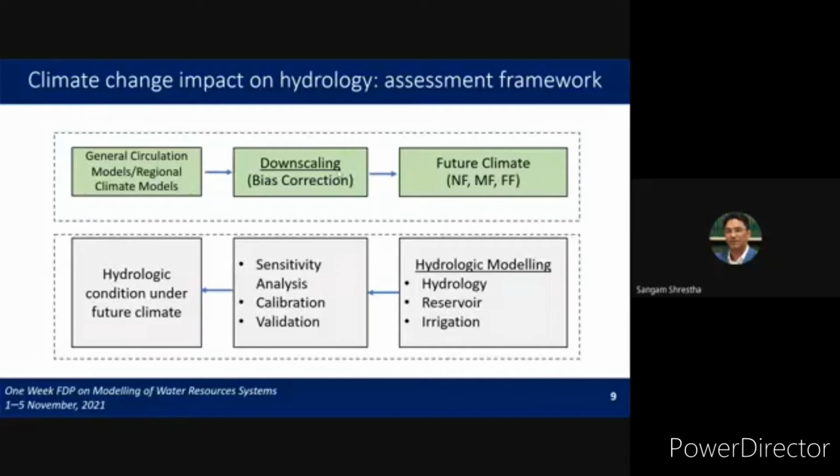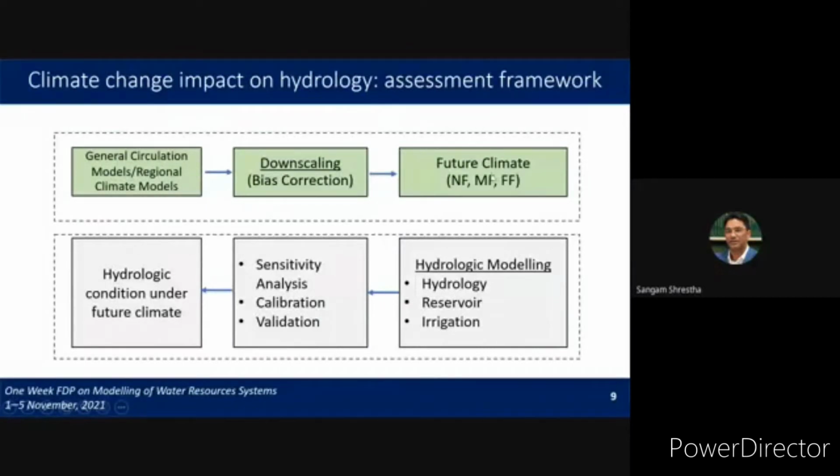So depending on the availability of the data, depending on the skills of the researcher, we can use any of the methods to downscale the climate data of the general circulation model or regional climate models to the local level.